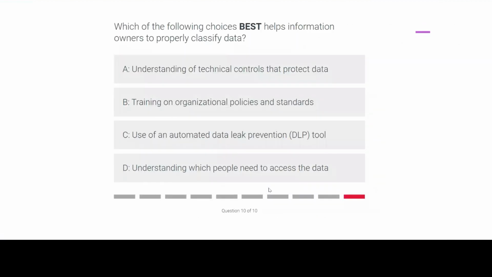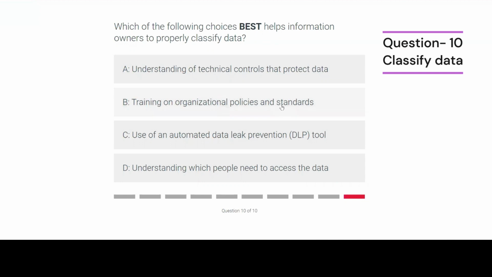The last one: which of the following choices best helps the information owner to properly classify the data? Understanding the technical controls that protect the data, training on the organization policy and standards, using automated data leak prevention, that is DLP, or understanding which people need to access the data. So training on the organization policy and standards could be the answer.